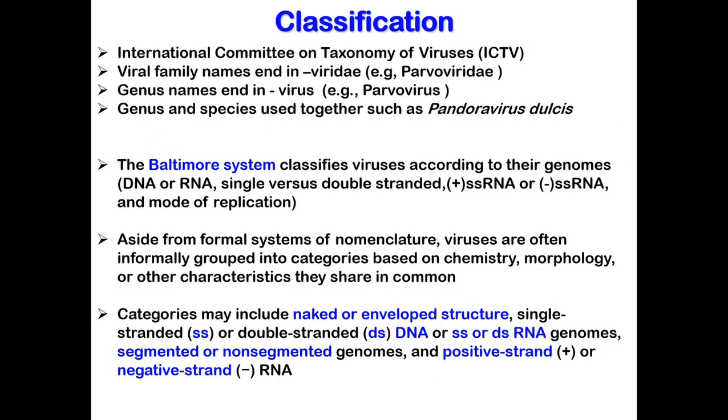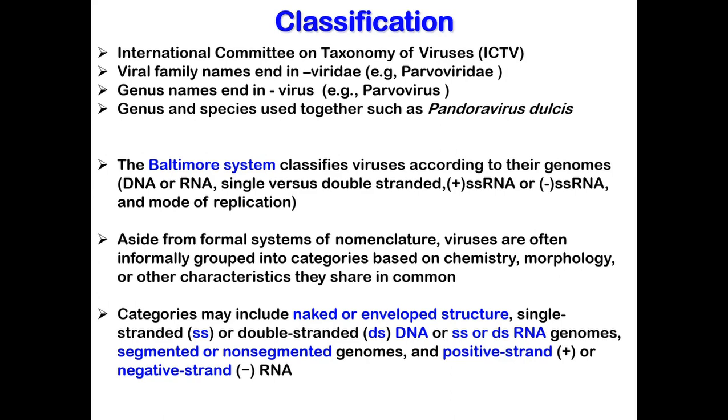In biology, taxonomy is the scientific study of naming, defining and classifying groups of biological organisms. According to the International Committee on Taxonomy of Viruses, viral family names end in viridae, for example parvoviridae, and the genus names end in virus, for example parvovirus. Genus and species are used together, such as Pandoravirus dulcis.